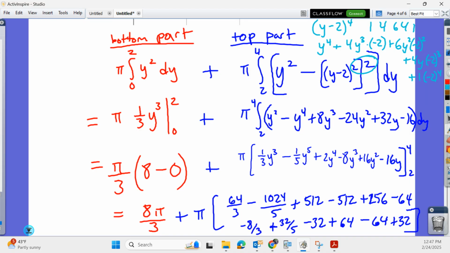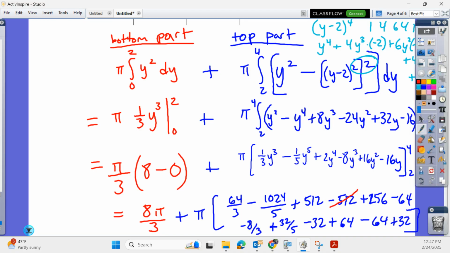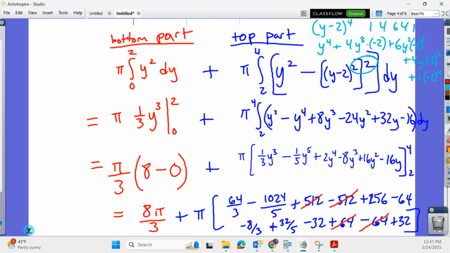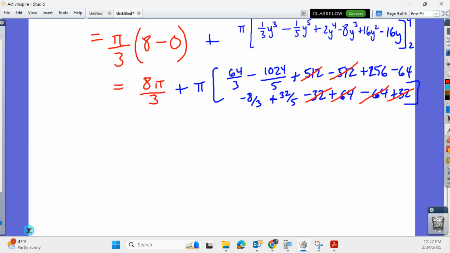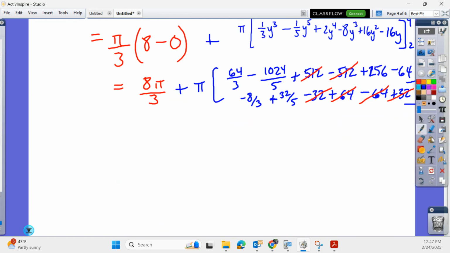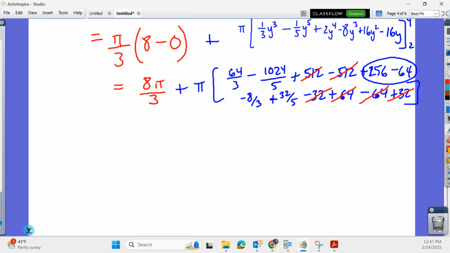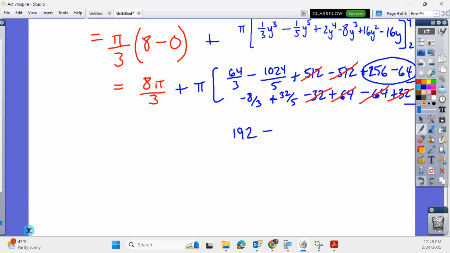And again, a bunch of this cancels out, so it looks really ugly, but 512s cancel, these 64s can cancel, these 32s can cancel. And then we have to do a little bit of work here. So I don't know, I feel like I'm pot committed to this problem now. I have to finish it, right? 256 minus 64, I think that's 192. And then minus, I'm going to put these together. Actually, no, I'm not. That's weird. I'm going to put these together, and I'm going to put these together.